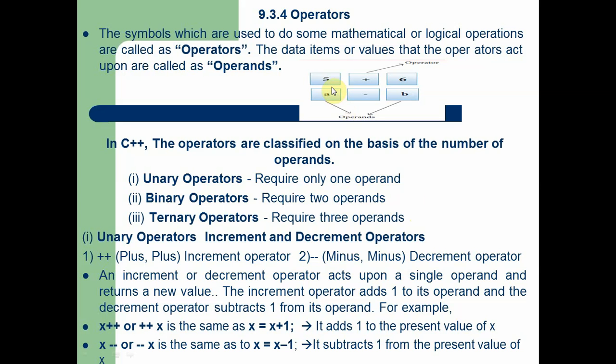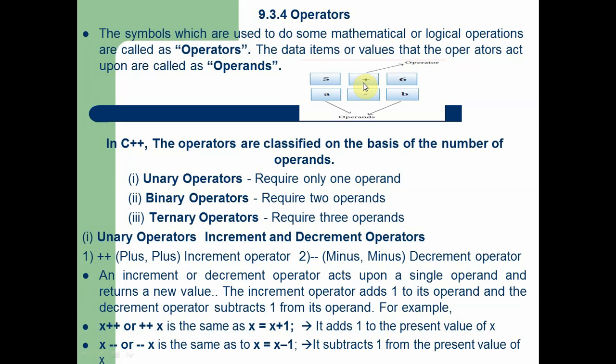See here, 5 plus 6. So plus is the operator. A minus B, minus is the operator. But this plus acted on two data, one is 5, another one is 6. Then these 5 and 6 are called operands. So the data items or values that the operator acts upon are called operands. So A and B are called operands. The symbol which acts on data, those data or values are called operands. That symbol which does some operation is called operator.